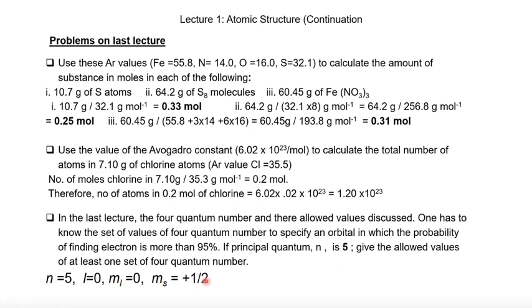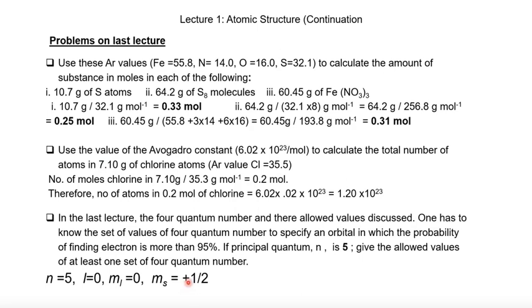So if n is 5, then the principal quantum number is equal to 5. One of the azimuthal quantum number values, if n is equal to 5, is l equal to 0. Then the magnetic quantum number, of course, is also 0. And the magnetic spin quantum number value is either plus half or minus half. So we give plus half here, and this is one of the sets of 4 quantum numbers when n is equal to 5.